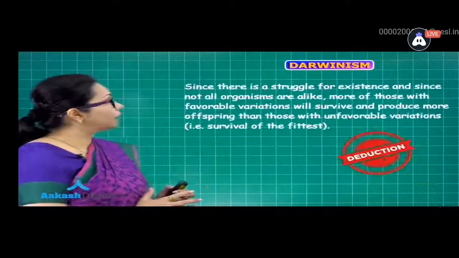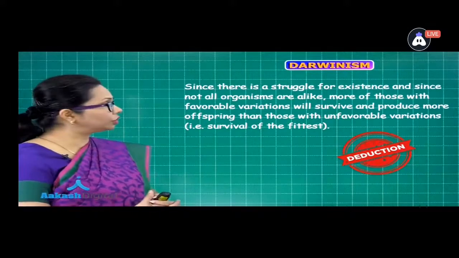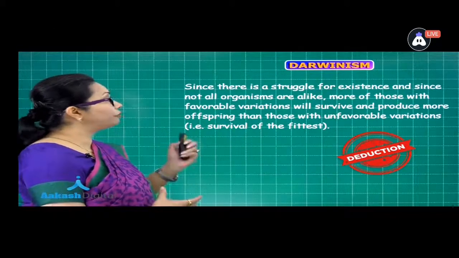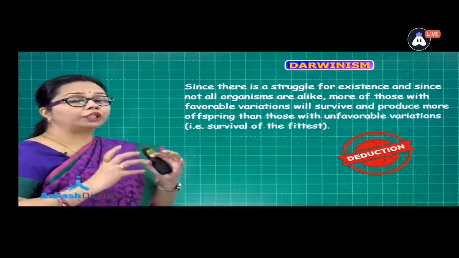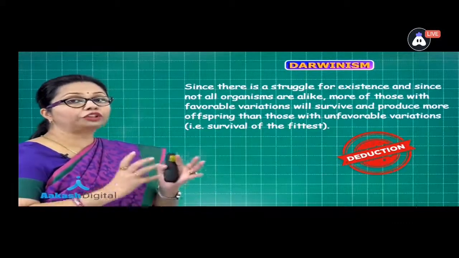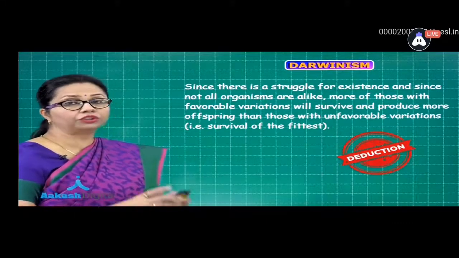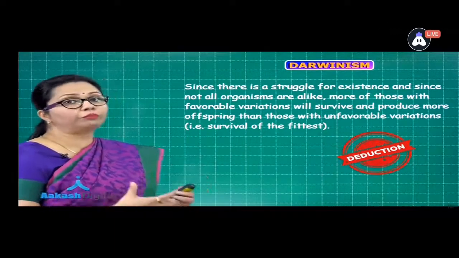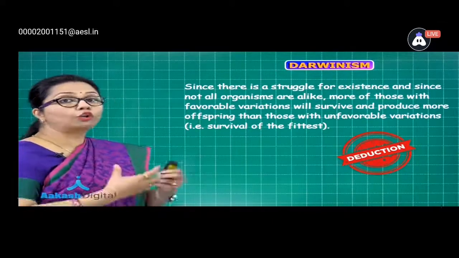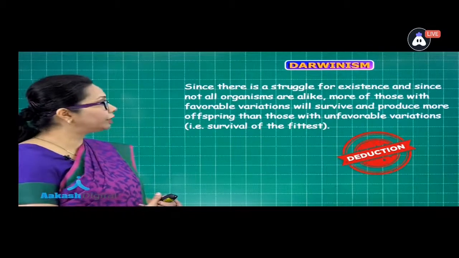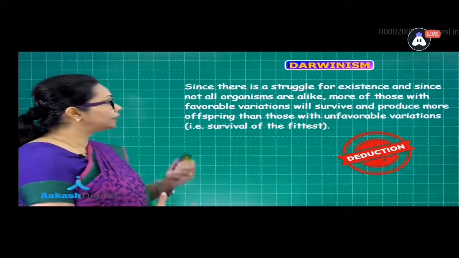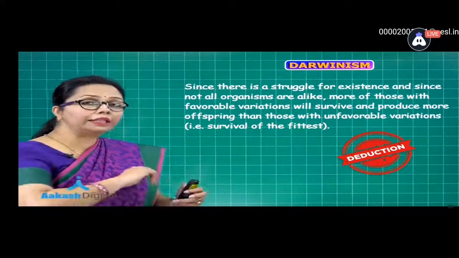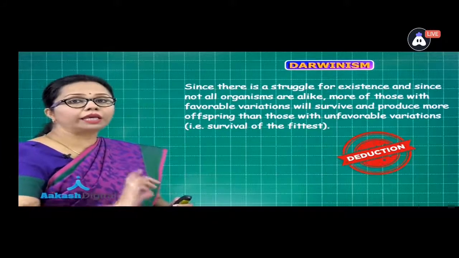So this deduction is that since there is struggle for existence and since all organisms are not alike, more of those with favorable variations. So that means the organisms which have variations which allow them to succeed in these competitions, in these struggles, they would survive and those who would survive will produce more number of offspring so that their representation in the population increases, and that's what is the survival of the fittest, or which is natural selection. That means in that particular environmental conditions, they are the fittest.